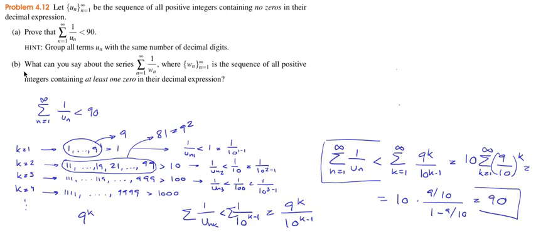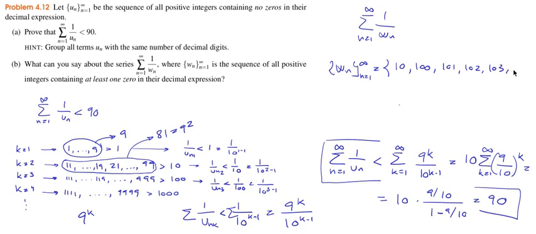Now, part B says, what can you say about the series sum from n equals 1 to infinity of 1 over Wn, where Wn is the sequence of all positive integers containing at least 1 zero, right? So it's 10, and then 100, and then 101, 102, 103, up to 109, and then 110, and then you go to 1,000, and then 1,001 up until 1,099, right? And so on and so forth, okay?